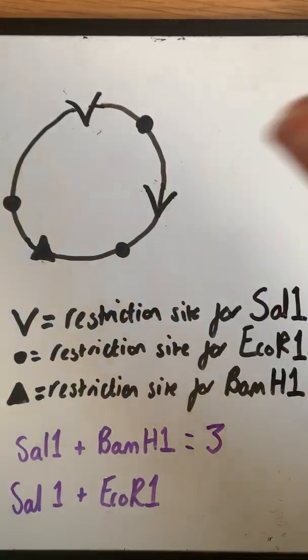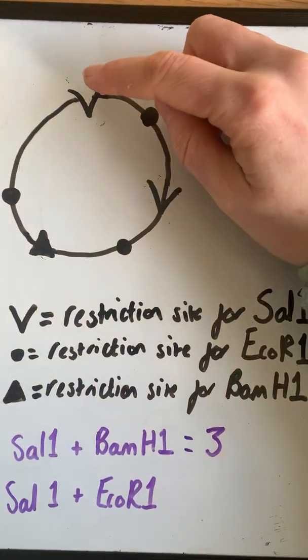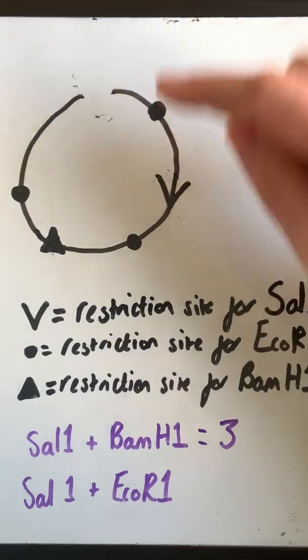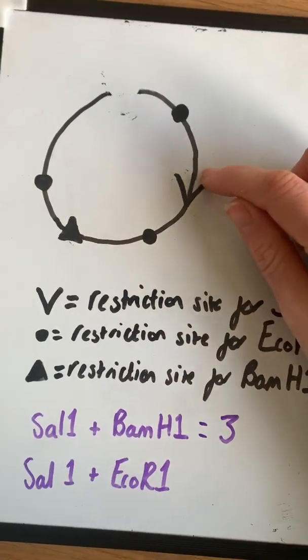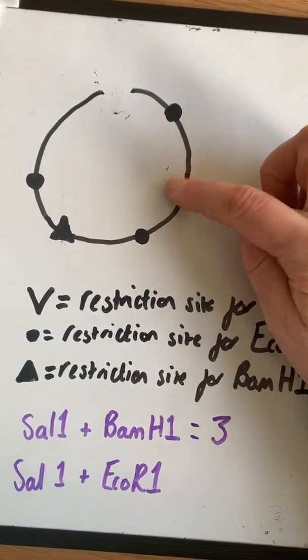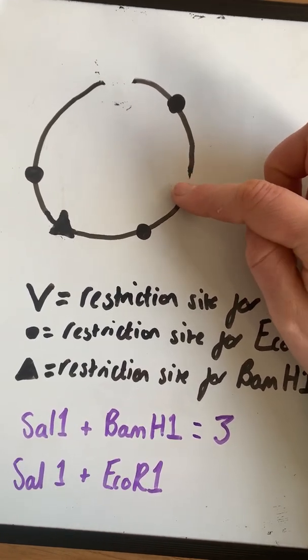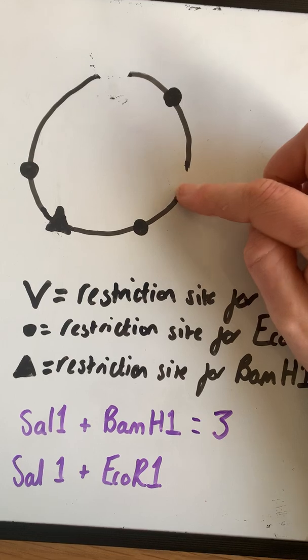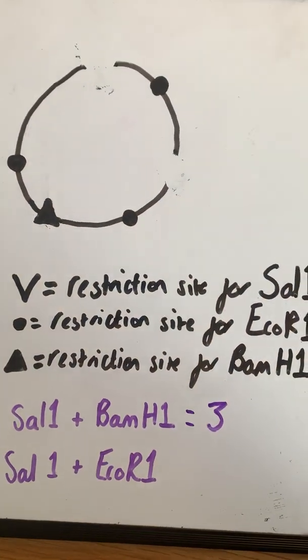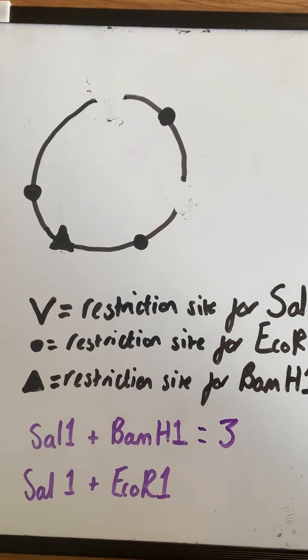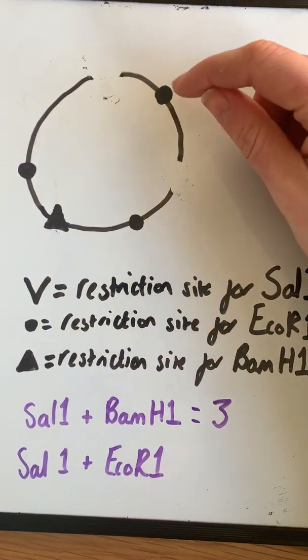So we know SalI is the V's. So again, I'm going to rub out any restriction site where SalI is. So the restriction sites for SalI. So we can see if this restriction endonuclease was present, where it would make cuts in the plasmid. So I've done that. And then our second restriction endonuclease this time was EcoRI, which is the circles.